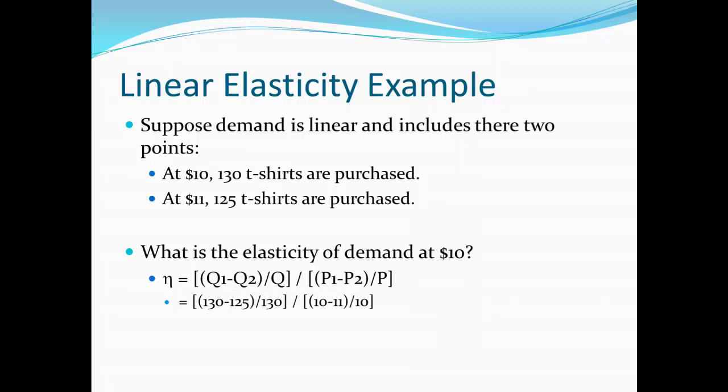So to plug all that in, our 2 quantities would be 130 and 125. Our 2 prices are 10 and 11. For the quantity we're interested in, we're looking at where price is $10. Well, at $10, the quantity is 130, so we plug in 130 for our Q. The price we're interested in is $10, so we plug in 10 for our generic P. Then we do the math. We get 3.8% divided by 10%, or 0.38.